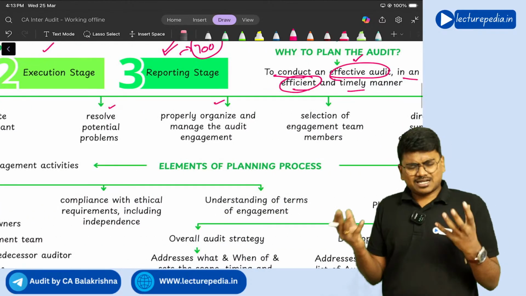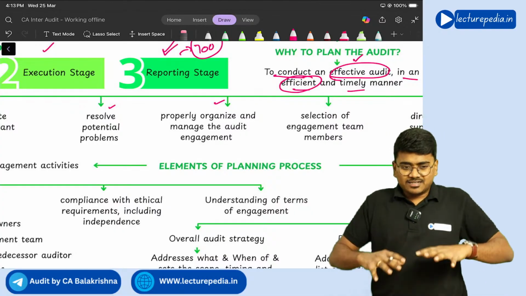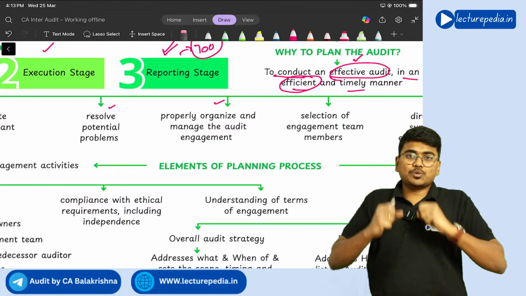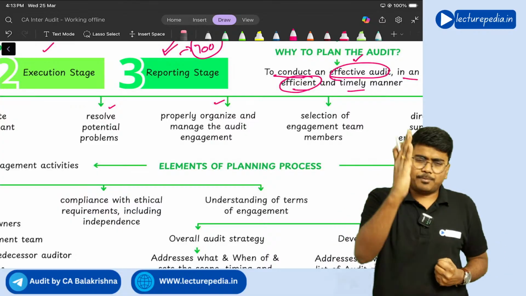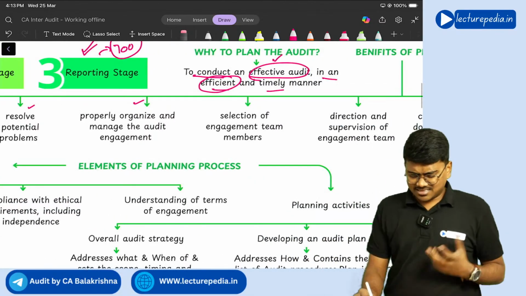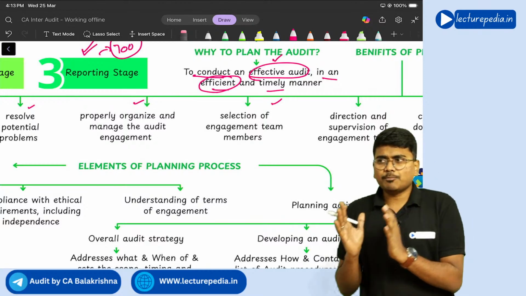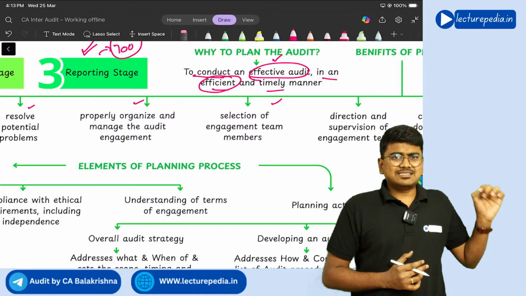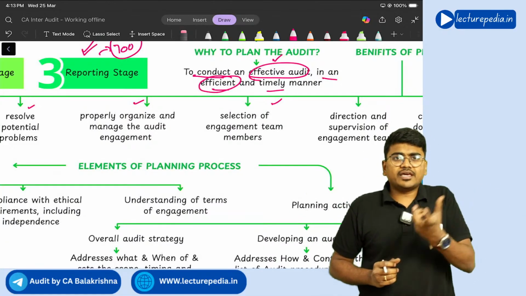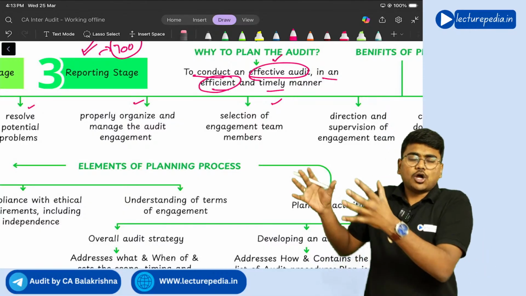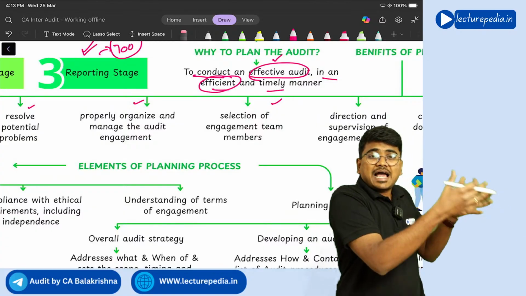Next, properly organize and manage the entire audit engagement. So entire audit will be under your control. You can easily manage the audit if you have a proper plan for execution, right? And selection of engagement team members, of course. If you have proper planning, you can decide which area has to be allocated to which engagement team member. Based on the audit work that you have, you can also decide how many people have to be there in your engagement team.